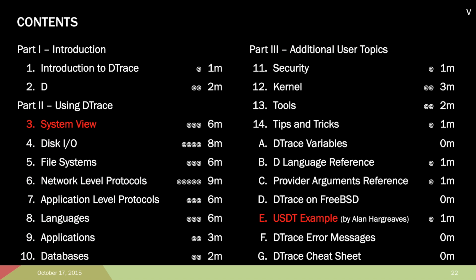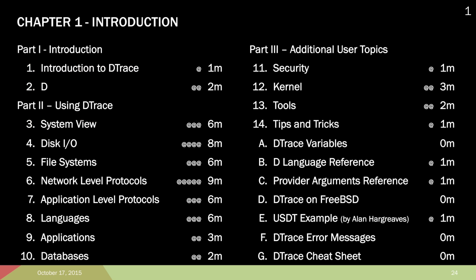If you want to read the book quickly, I would suggest skipping chapters 1 and 2 and going through chapter 3, System View, and then checking out Appendix E, User Statically Defined Tracing. The book is over 1,000 pages, so I won't be able to go over everything in an hour. So we'll go through the first 3 chapters, and that's still going to take more than an hour.